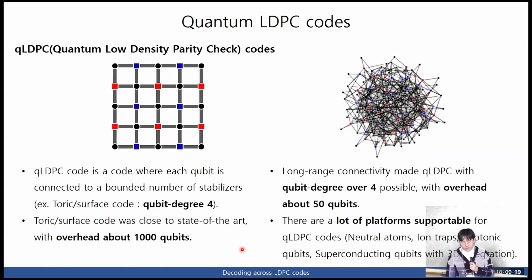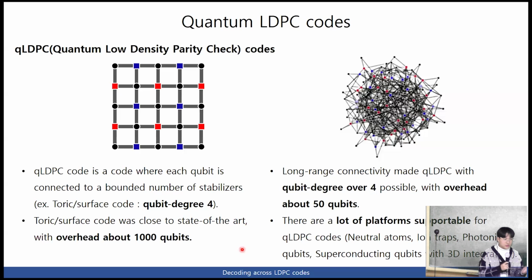For a long time, the toric code and surface code were close to the state of the art, with an overhead of about 1,000 qubits. That was the main problem of the toric and surface code. But recent developments in hardware made it possible to have long-range connectivity, making QLDPC codes with much less overhead possible. And recent research had an overhead of about 50 qubits.